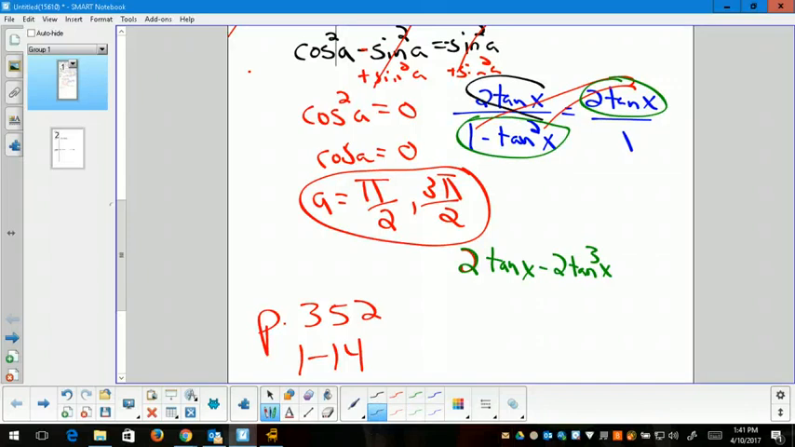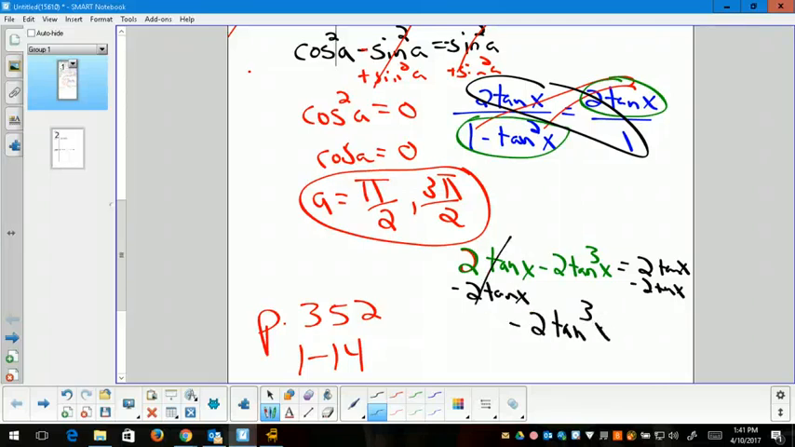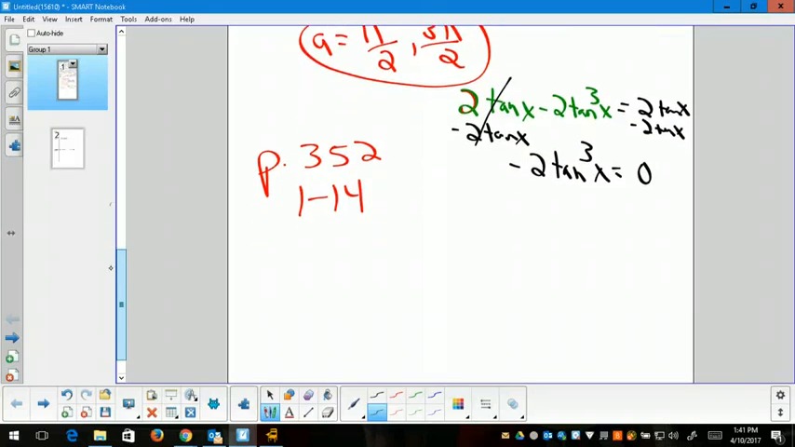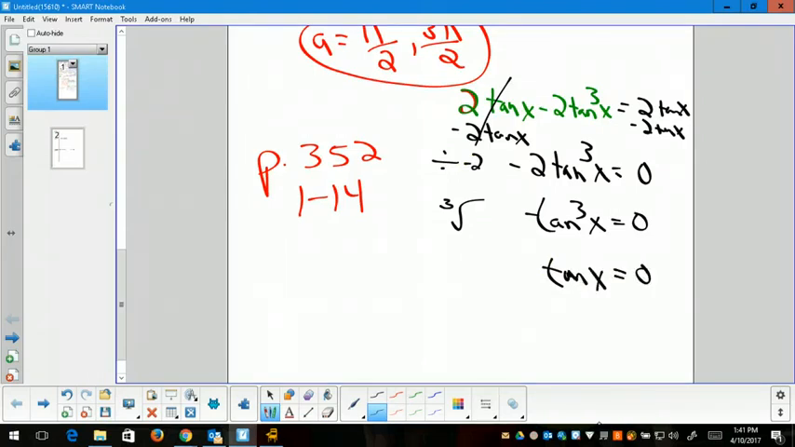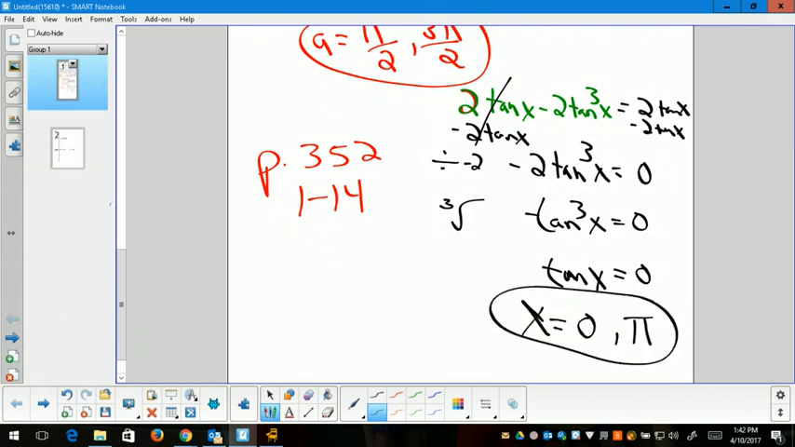And then the other side, we have tangent x times 1, or 2 tangent x, so it equals 2 tangent x. Well, if you subtract 2 tangent x to get your tangents to one side, then that goes away, and you have negative 2 tangent cubed x equals 0. I don't have addition or anything, so if I divide by negative 2, I still have 0. Tangent cubed x equals 0. When I take the cube root, I get tangent of x equals 0. And tangent is 0 at 2 places, 0 and pi, in terms of radians, or 0 degrees and 180 degrees.